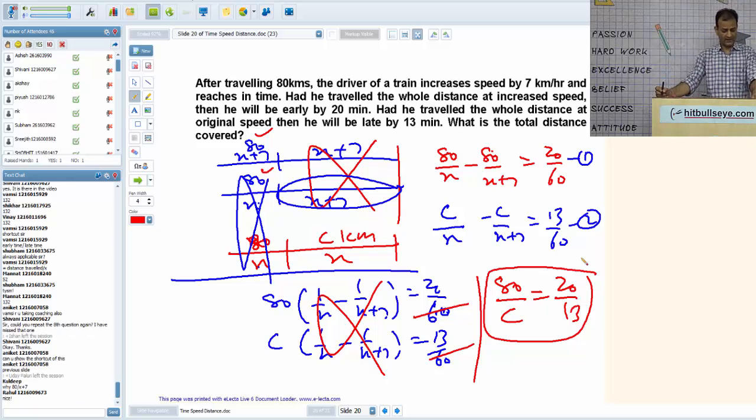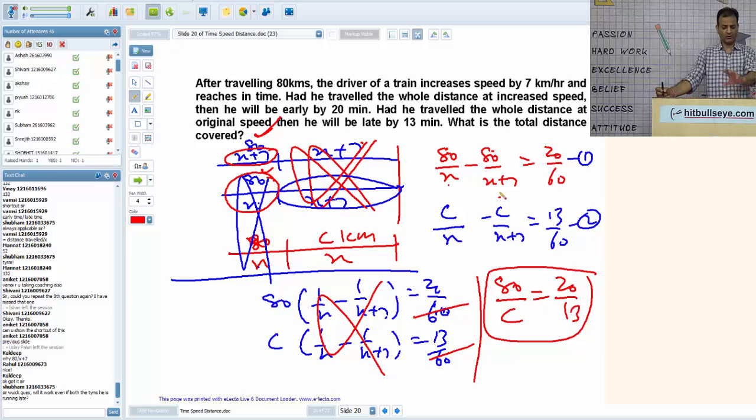Okay, Kuldeep, why 80 upon x plus 7? Kuldeep, initially you can see this 80, because this distance he has traveled with x plus 7. This 80 km he is traveling with x plus 7, and the other 80 he is traveling with x. So that's why he is early by 20 minutes. Distance upon speed is time, so this time difference is 20 minutes. Clear, Kuldeep?